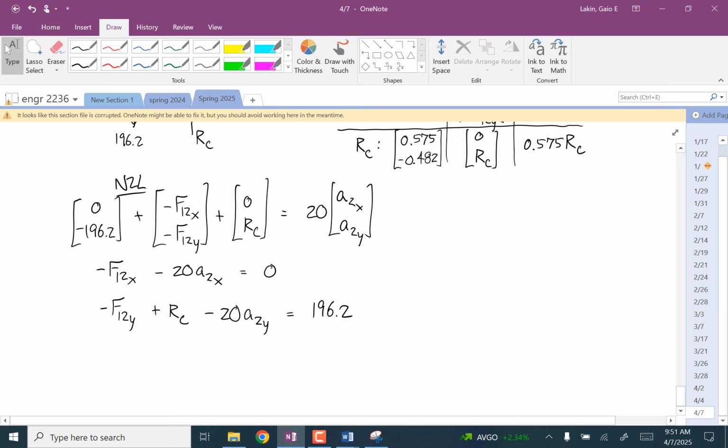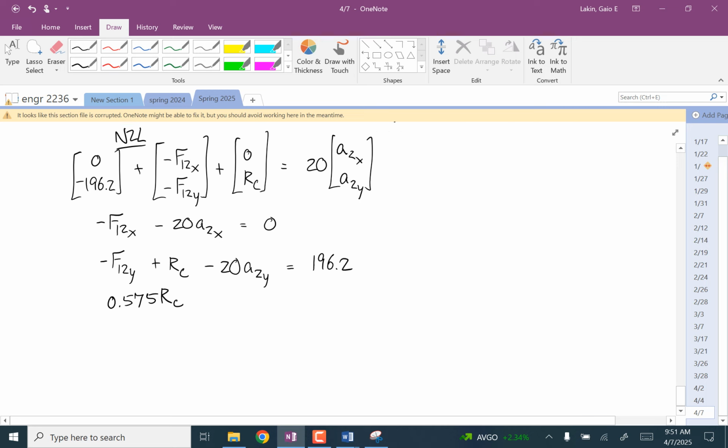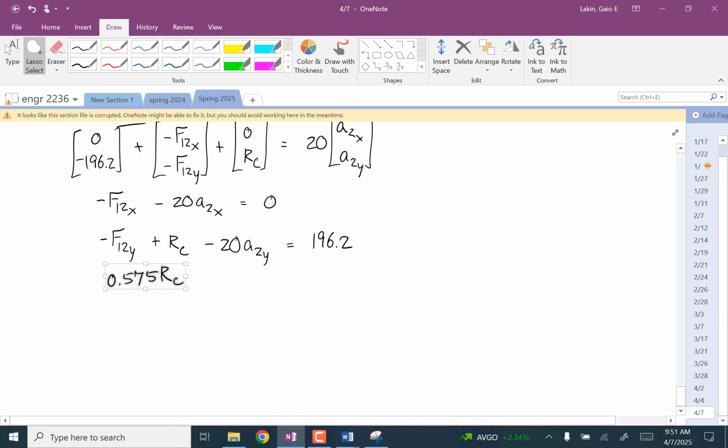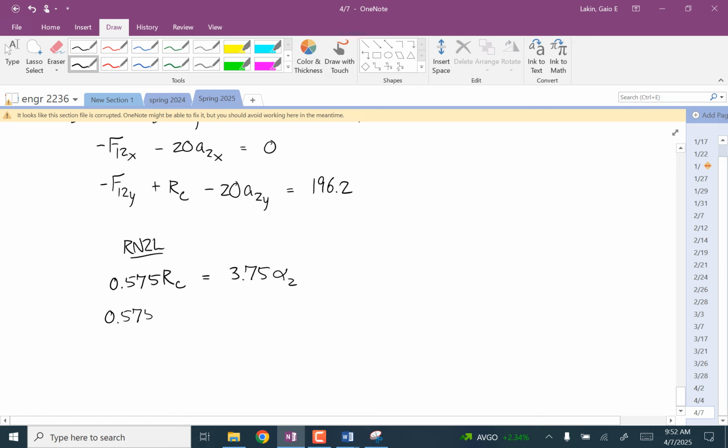And then a fourth equation that says 0.575 RC. Well, this is the moment equation, is equal to 3.75 alpha 2. And so we have this equation that says 0.575 RC minus 3.75 alpha 2 is equal to 0.